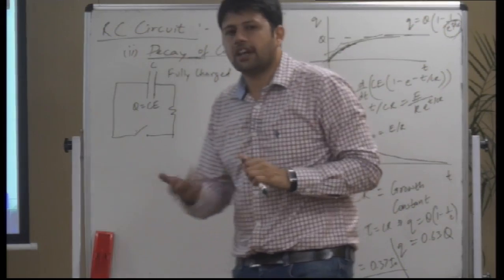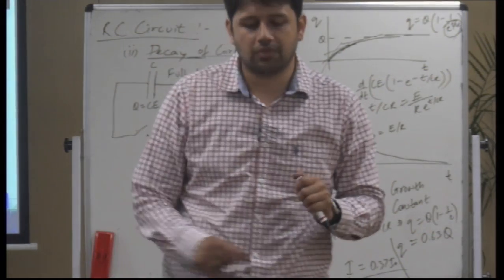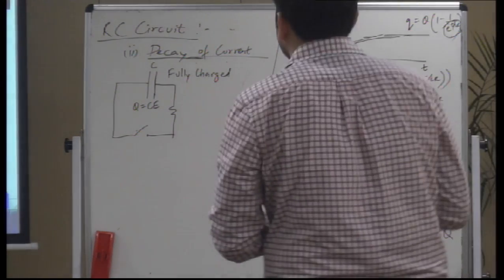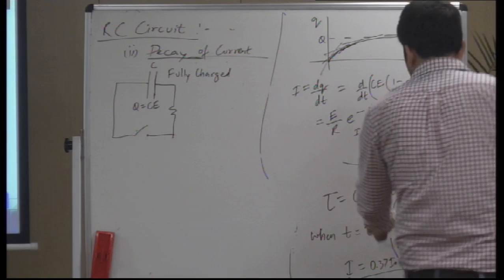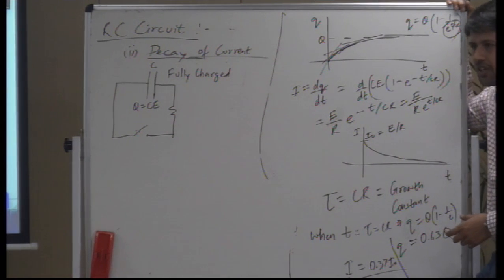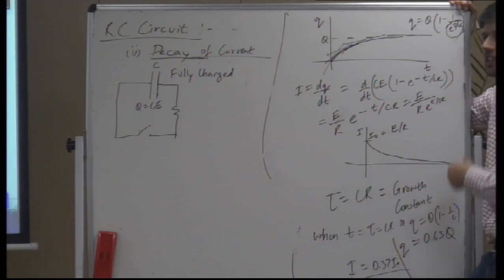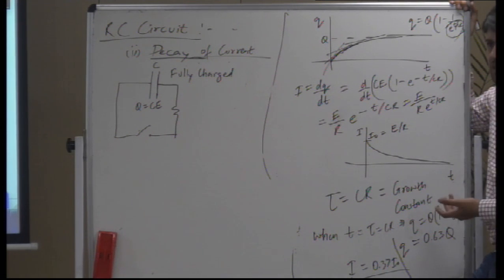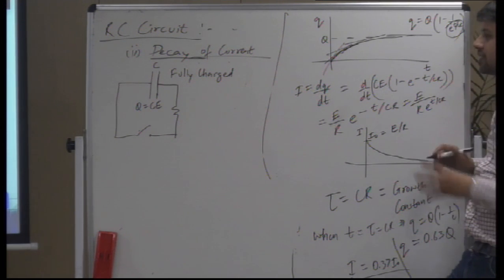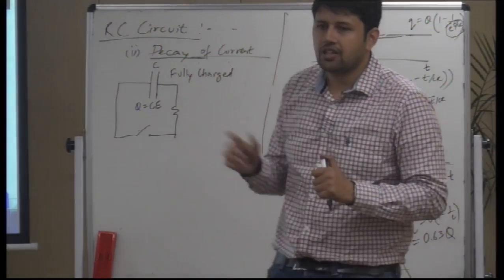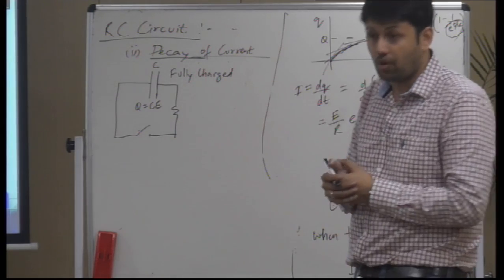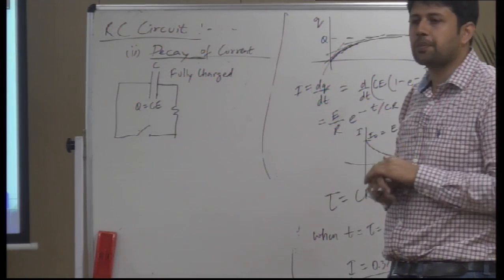So a circuit having a high growth constant will charge slowly. जिसका growth constant ज़्यादा होगा, it will charge slowly. And if someone has a growth constant less, it will charge rapidly. Is it okay? So we try to make this kind of arrangement in most of the electronic circuits: we try to keep the growth constant small, so that charging and discharging happens rapidly.